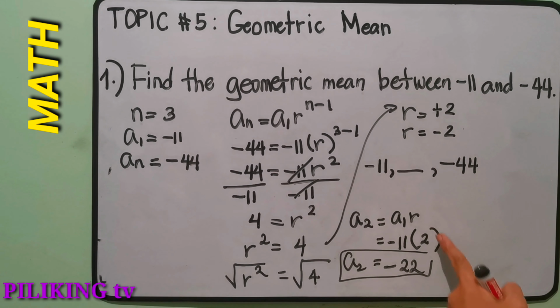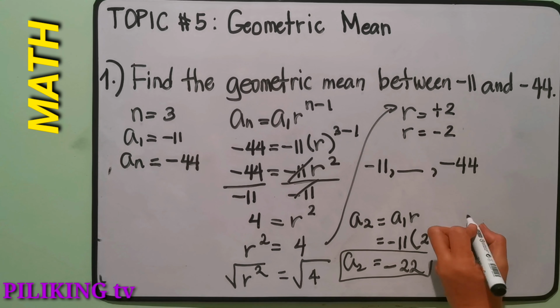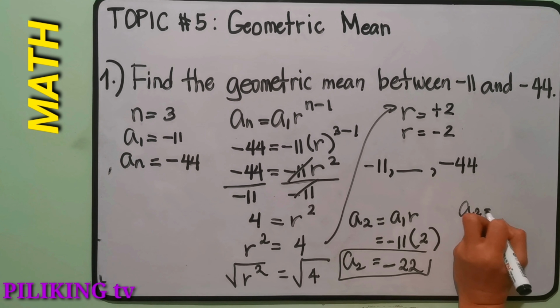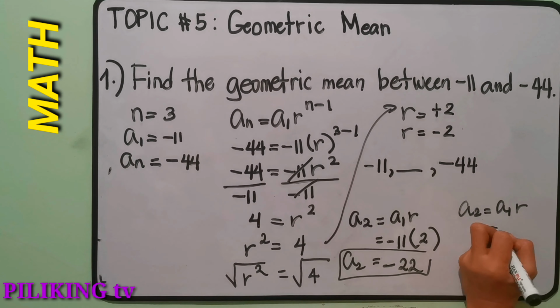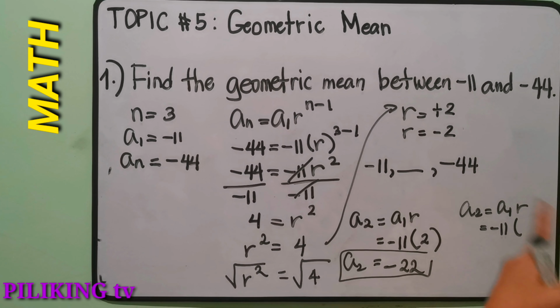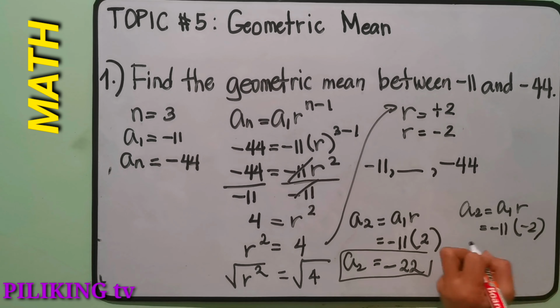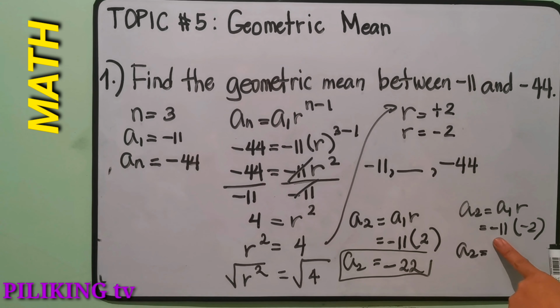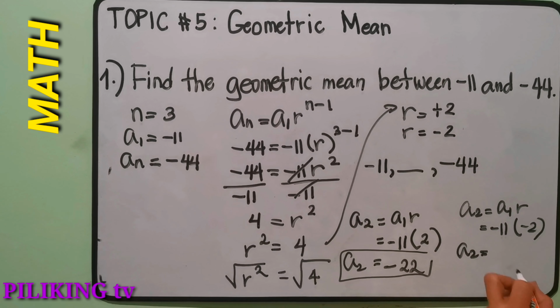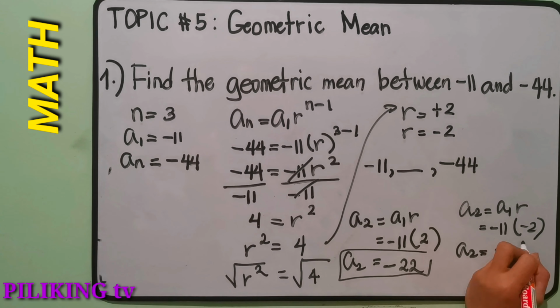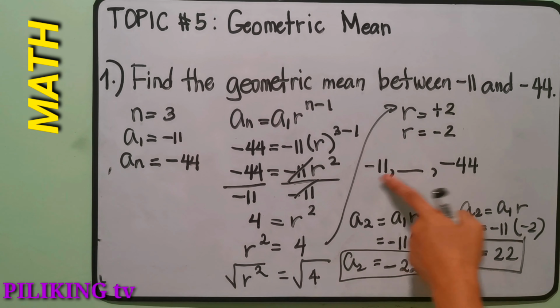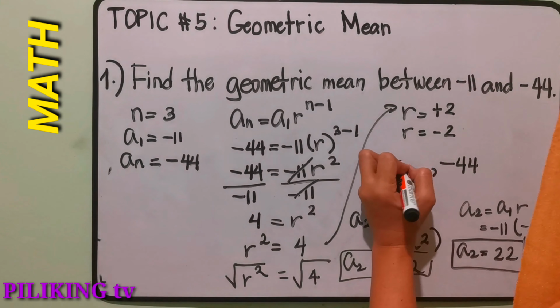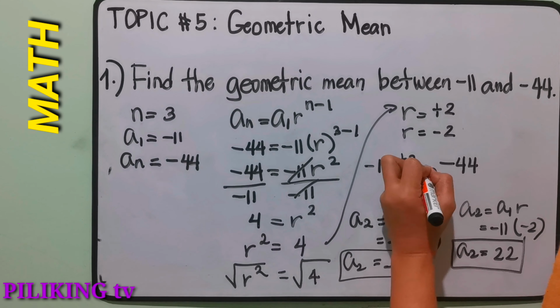Okay, what if r, or the common ratio, is negative 2? So we have a sub 2 is equal to a sub 1 times r. So a sub 1 is negative 11 times, this time, let us use negative 2. So the second term, or a sub 2, is equal to, since you are multiplying the same sign, we can have positive as the answer. So positive 22. Okay? So what is now the geometric mean between negative 11 and negative 44? It can be positive and negative 22.